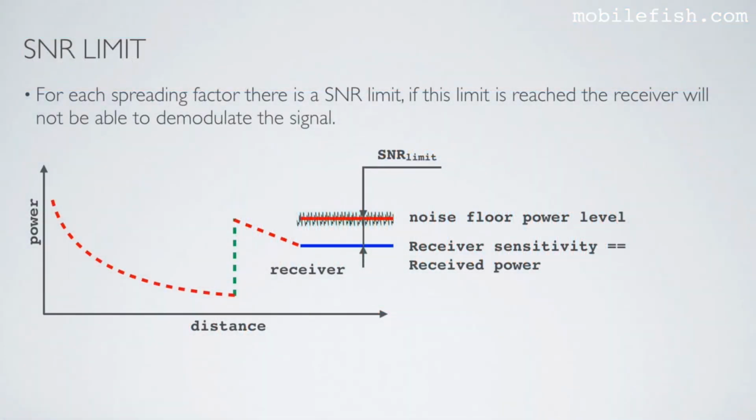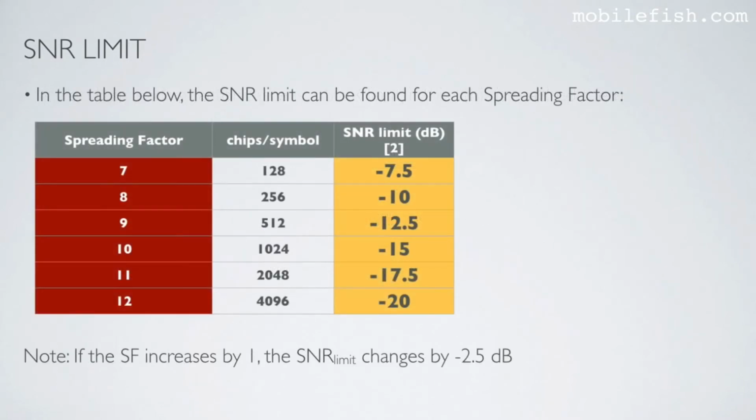For each spreading factor, there is an SNR limit. If this limit is reached, the receiver will not be able to demodulate the signal. This represents the noise floor power level, and this represents the receiver sensitivity, which is equal to the received power when we talk about the SNR limit. The SNR limit is the receiver sensitivity divided by the noise floor power level. In the table below, the SNR limit can be found for each spreading factor. If the spreading factor increases by 1, the SNR limit changes by minus 2.5 dB.